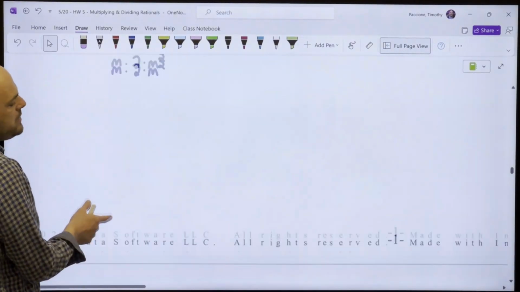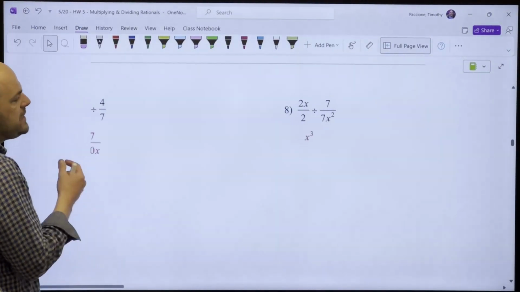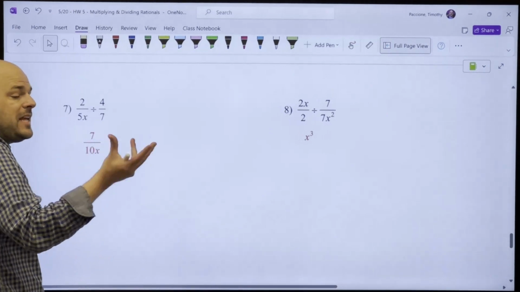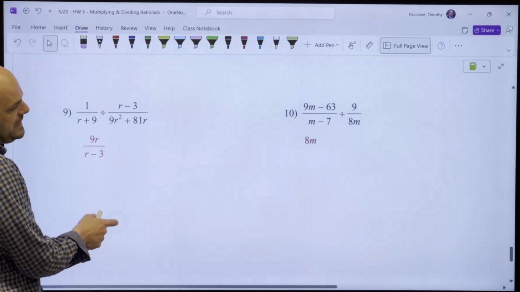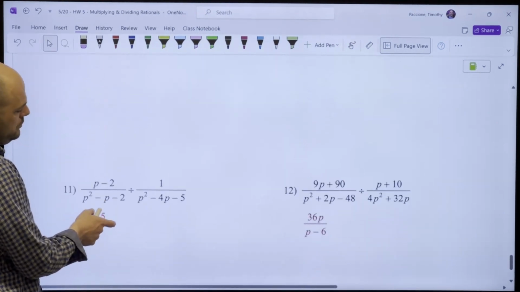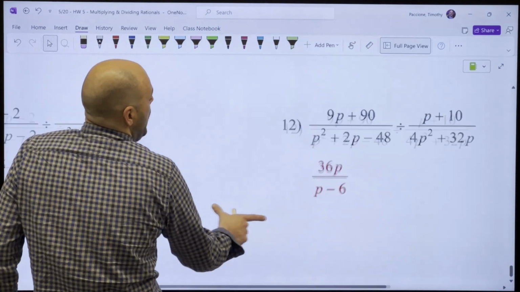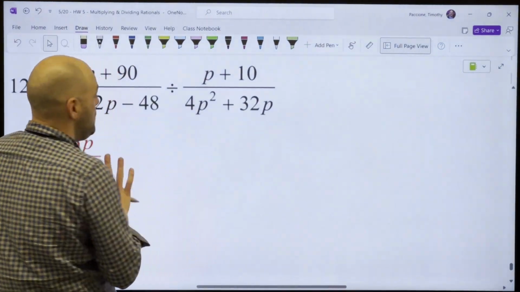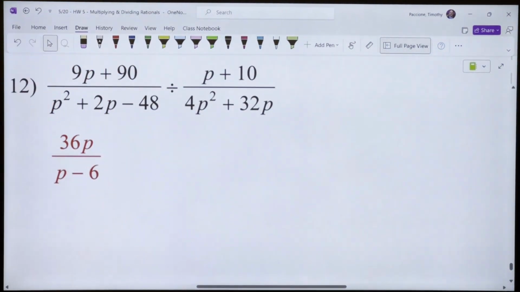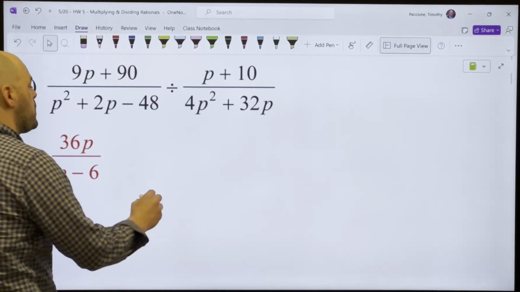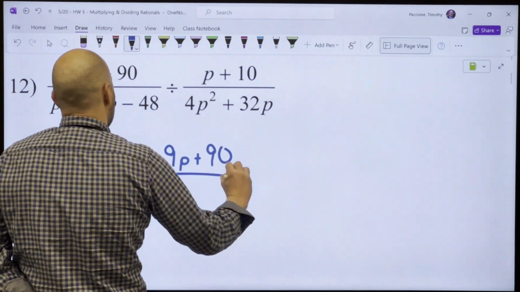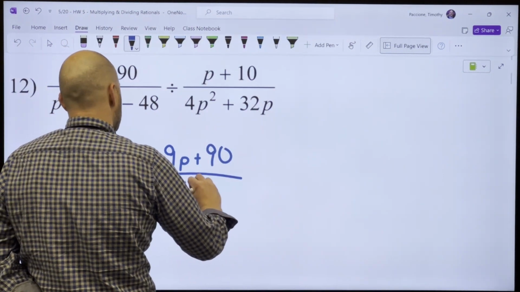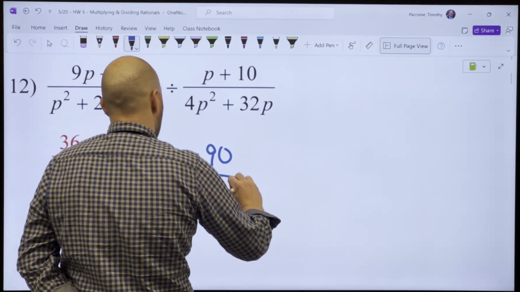All right, let's go to the back. So on the back, it's division. There's a little extra step, and then it becomes a multiplication problem, and then you're off and running. So what problems do we want to see on the back? 12. All right, number 12. Okay, so before we can begin, there's a rule that we need to follow. It is keep, change, flip. What do I keep? Yep, so 9p plus 90 over p squared plus 2p minus 48.